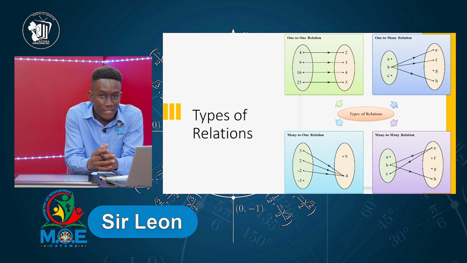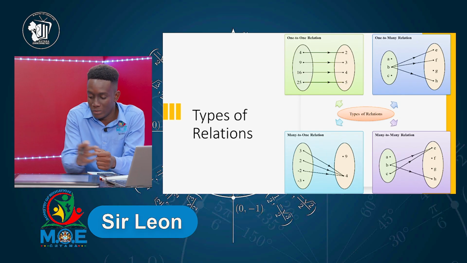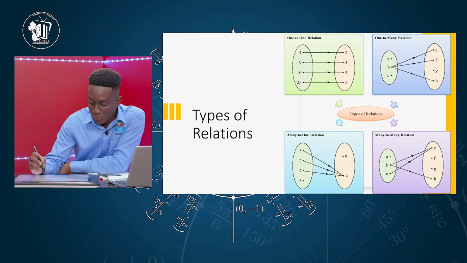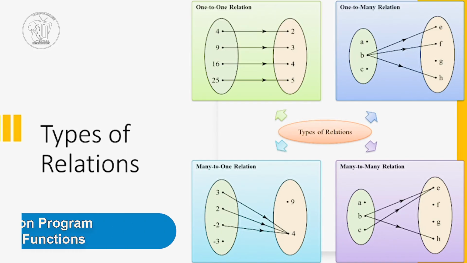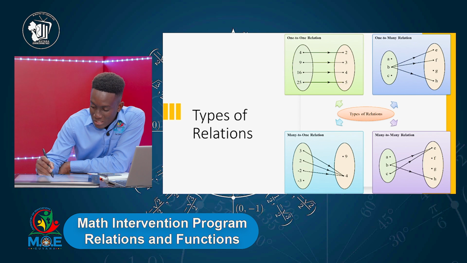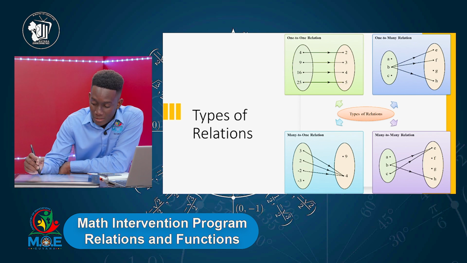So we have basically 4 main types of relations. And the main one that you will come across, the easiest one to identify, would be the one-to-one relation, which would be this one. In the one-to-one relation, each element in the domain is mapped onto one and only one element in the codomain. So in this case, we have 4 is mapped onto 2, 9 is mapped onto 3, 16 is mapped onto 4, 25 is mapped onto 5. And as you can see, one element in the domain is mapped onto only one element in the codomain.